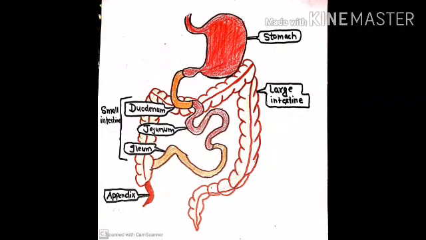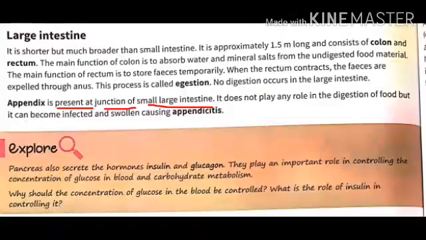Next is the appendix. The appendix is a pouch-like structure which is present at the junction of the small intestine and large intestine. It doesn't play any role in the digestion of food. But when the appendix becomes infected, swollen and filled with pus, it causes appendicitis. Appendicitis causes pain in our lower right abdomen. It requires immediate medical treatment. If left untreated, it can cause our appendix to rupture. This can be a serious and even fatal complication.